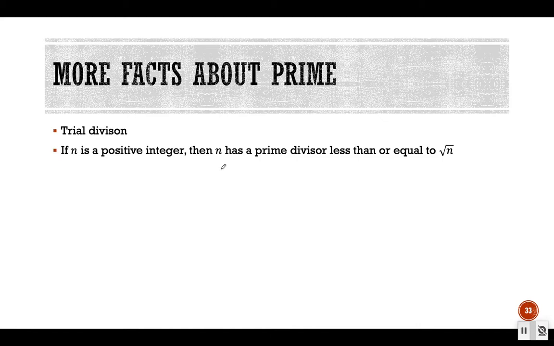So it's saying that n is a positive integer, for any positive integer. Let's say n equals 100. This number will have a prime divisor which has to be less than or equal to the square root of n, so less than or equal to 10. As we know, n is divisible by 2 and 5. Those are prime divisors, and they are both less than or equal to 10.